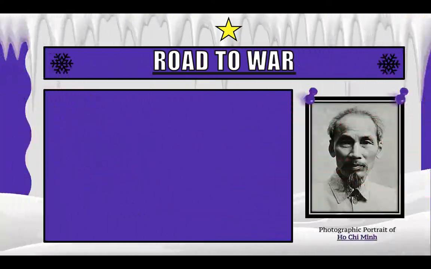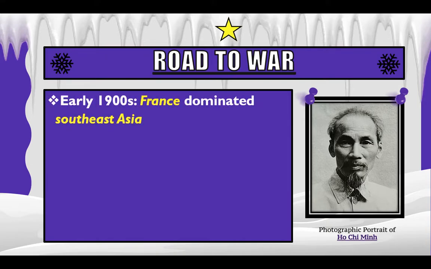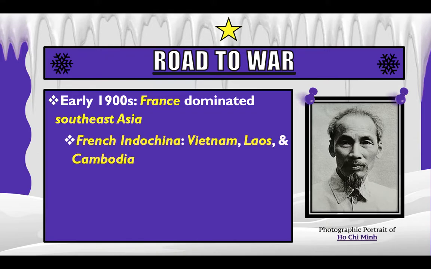So, in terms of understanding the road to the war in Vietnam, it's really vital to recognize the situation Vietnam was in before the actual war. So, in the early 1900s, after the age of imperialism, France largely dominated the region where Vietnam is located, in Southeast Asia. This was called French Indochina at the time, and it included countries such as Vietnam, Laos, and Cambodia.